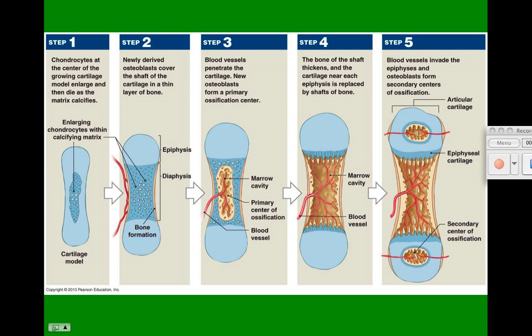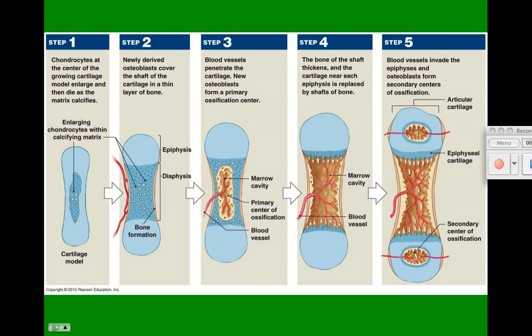So this is what you kind of see. Here, we've got the chondrocytes enlarging. They start to die. Okay, we get this thin layer of bone in the diaphysis with the blood vessels penetrating. We also get the formation of that marrow cavity as the osteoclasts wear it away, and the bone starts to grow longer this way. Then we get this layer of cartilage here, okay, that starts to form. That's the epiphyseal plate, and we get the widening of that marrow cavity.